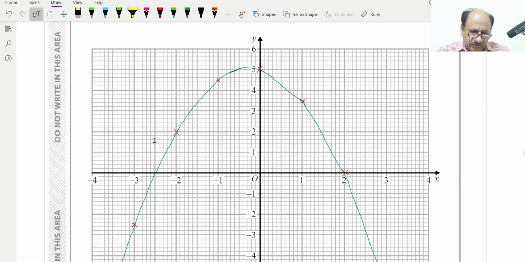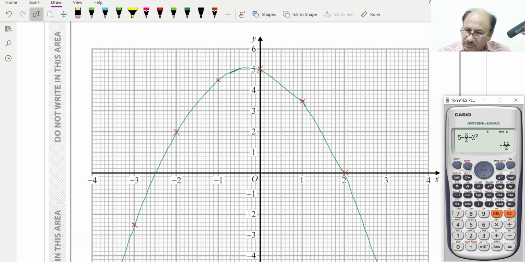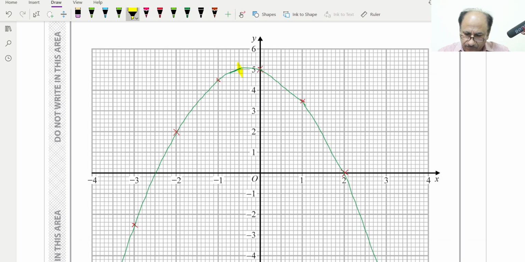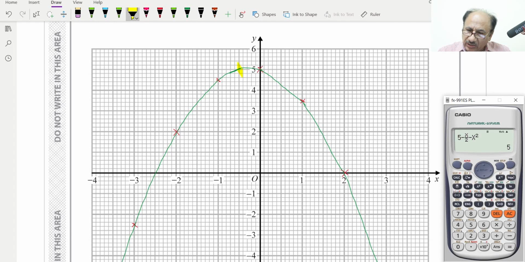Value will be, maximum value is around like minus 0.5. So now if we check for this one, calculate for minus 0.5, this will be giving us 5. Now this is the 5 value over here. Now we can check for other values, like calculate for minus 0.25, and this is basically 5.06.